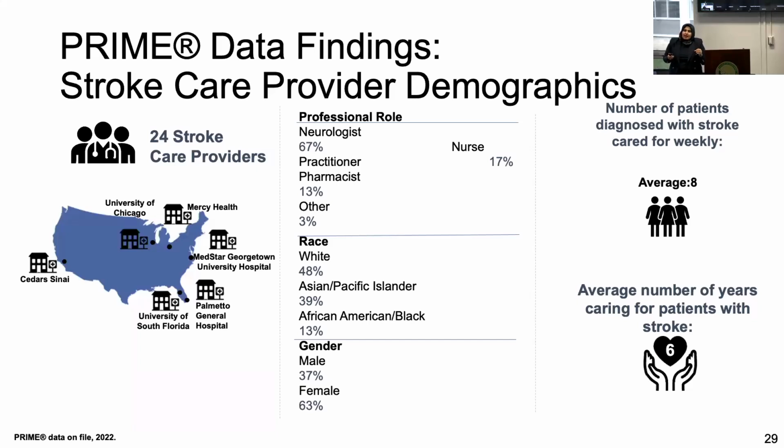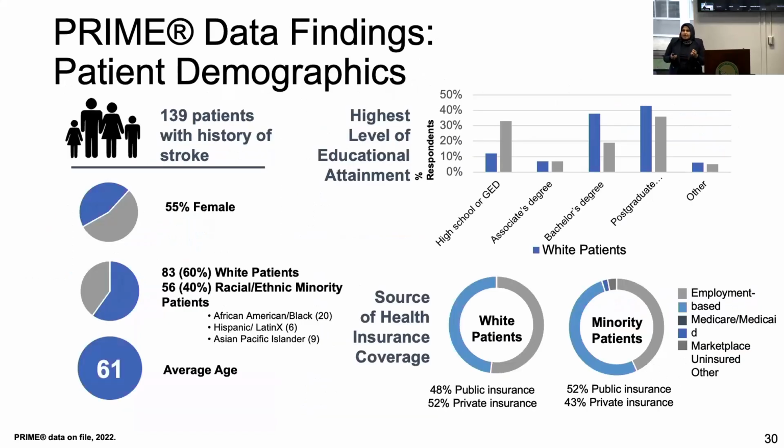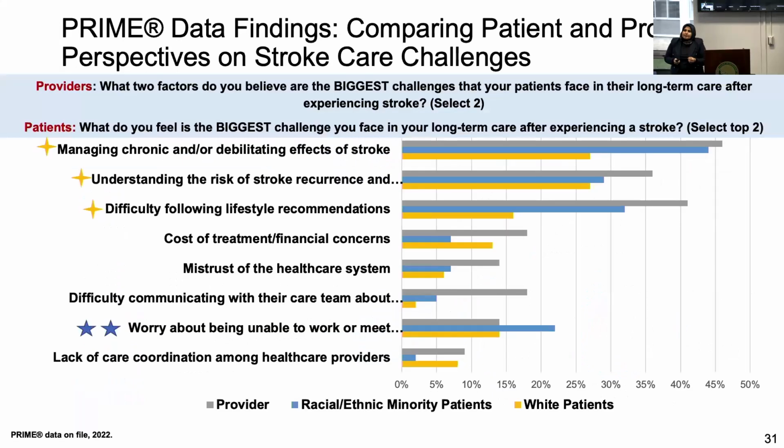So just thinking about understanding what the providers brought to our network, we did a survey. So this was a six-centered survey, and these are the results for our group where we had 24 stroke providers. Again, there were nurse practitioners, pharmacists, and had different race ethnicities. And we really asked them the same type of questions that we asked the patients. We had about 139 patients who responded to our questions, and we had good representation from the minority group, with 52% having public insurance, so about 50-50 split.